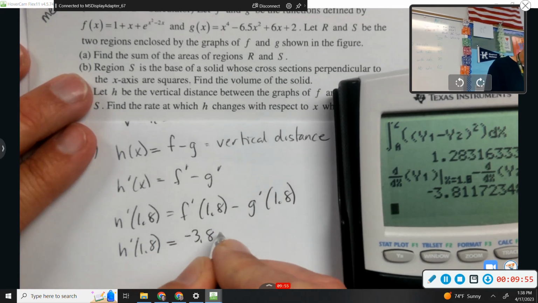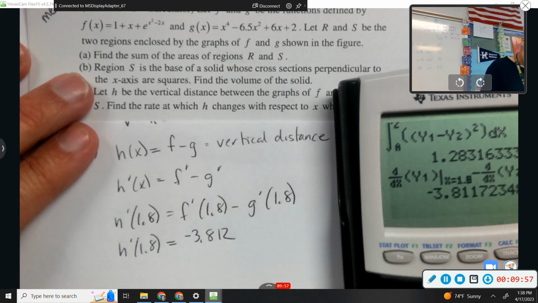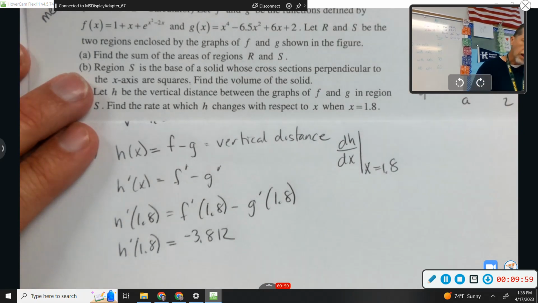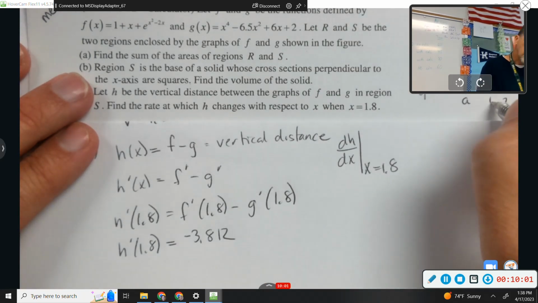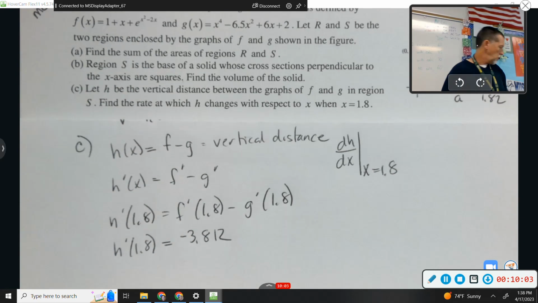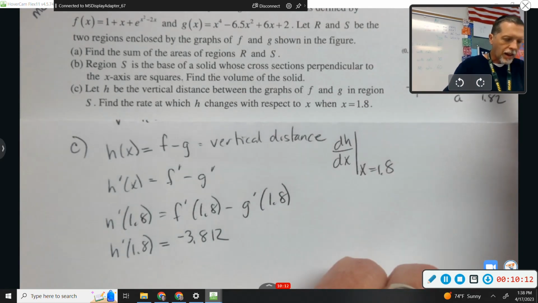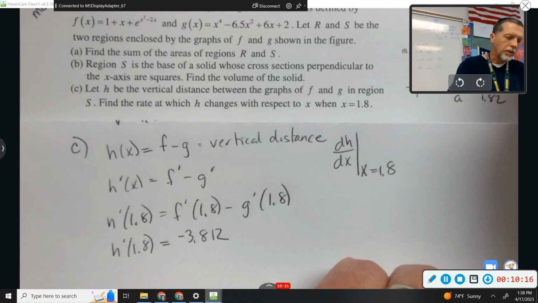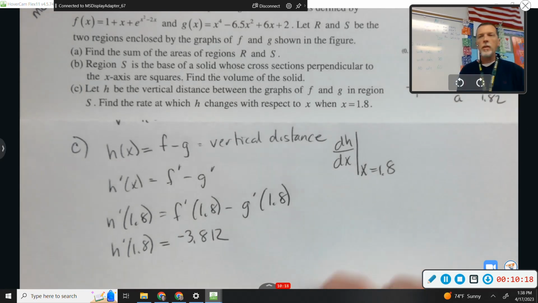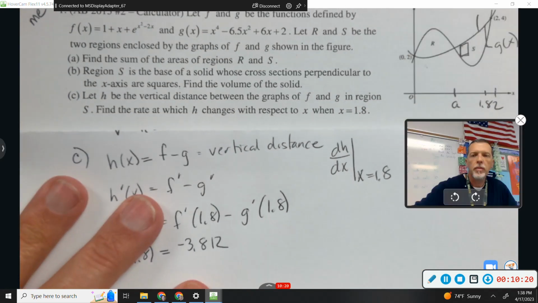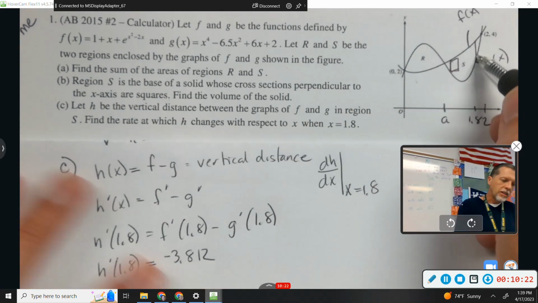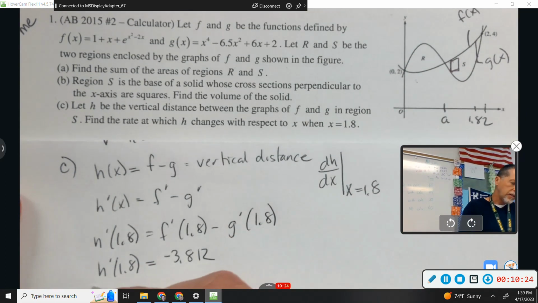Negative 3.812. Let's see if that makes sense. Because at 1.8 it's getting smaller. Yes, exactly. That distance over here at 1.8 is getting smaller as we move left to right. I can just tell by looking that vertical distance is getting smaller right there. So it makes sense that it's negative.